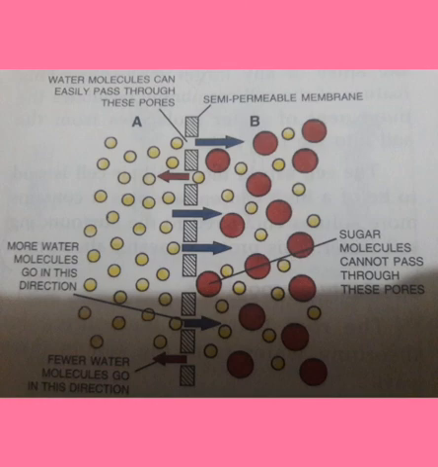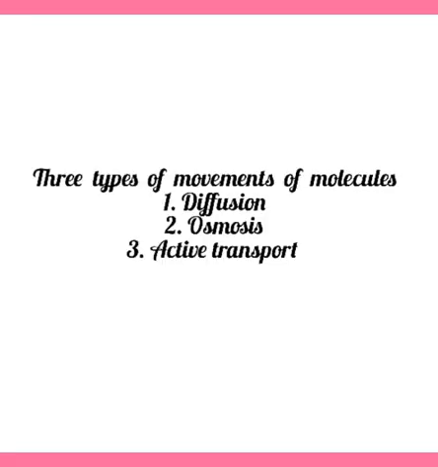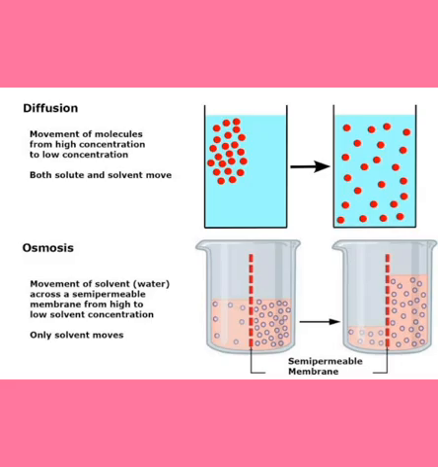After a while, it will be observed that the level of water A decreases and the level of water of B increases. There are three types of movements of molecules: diffusion, osmosis and additive transport.